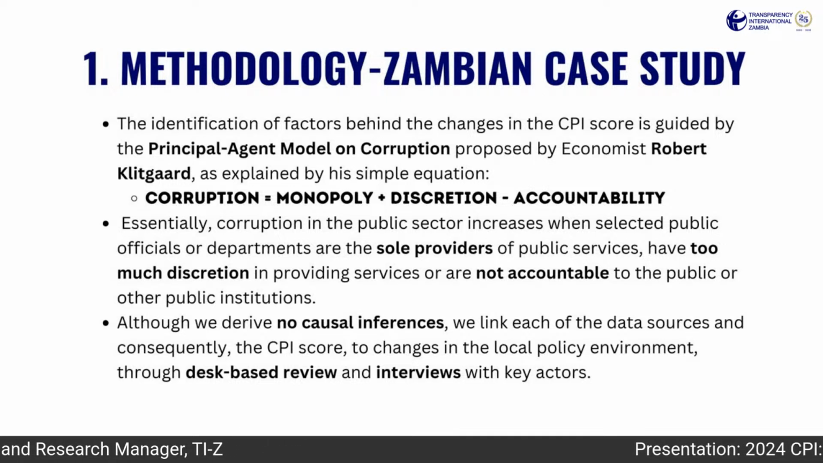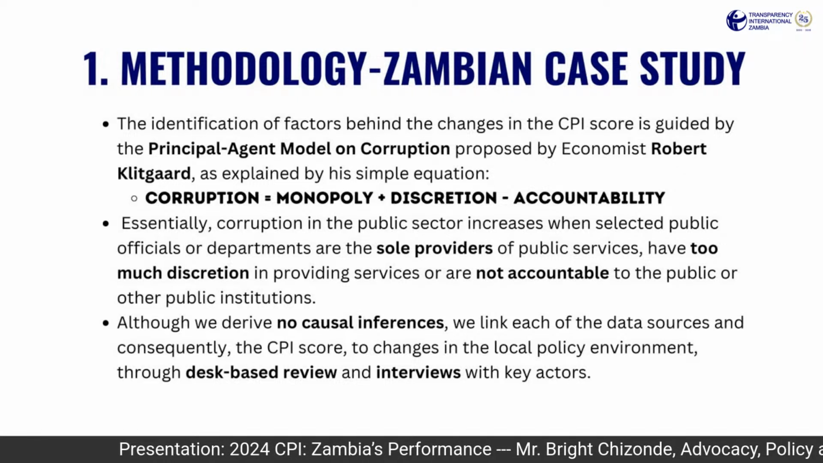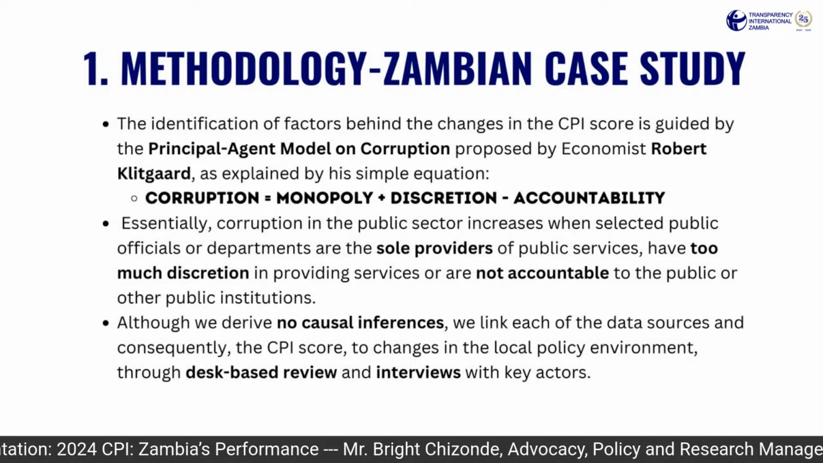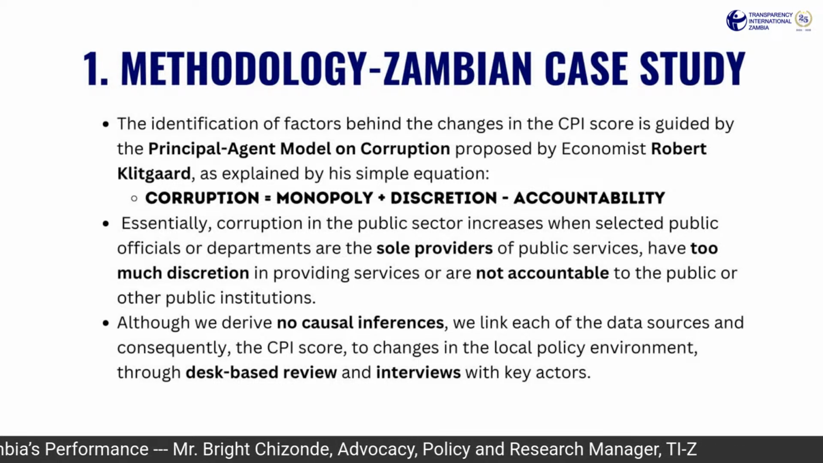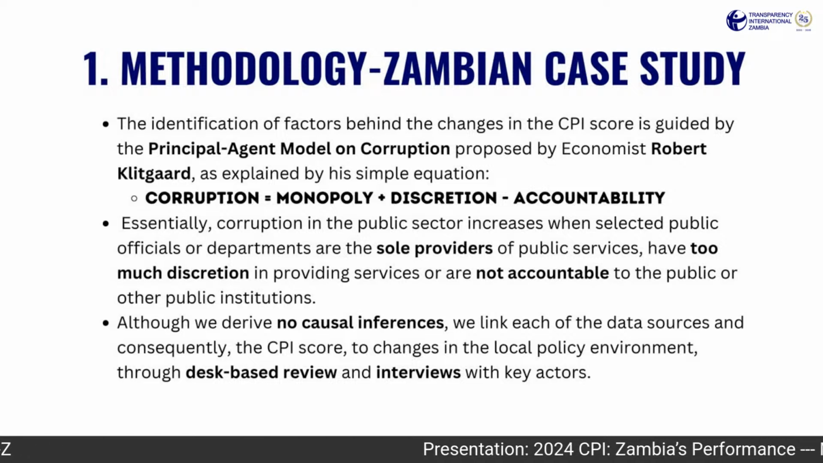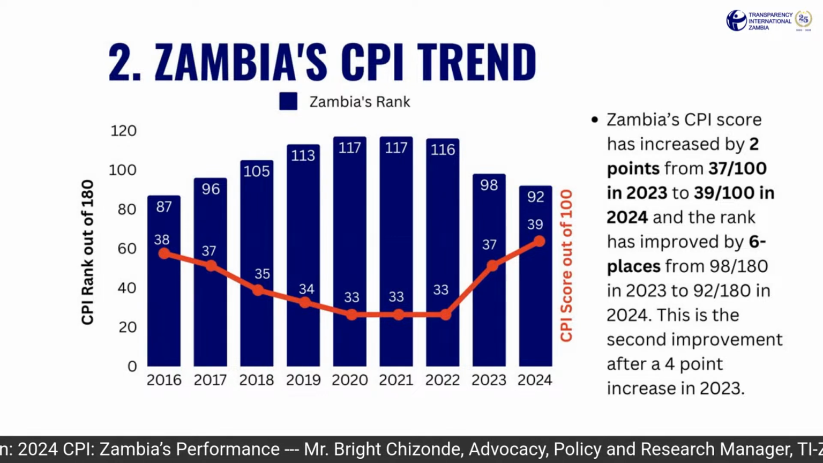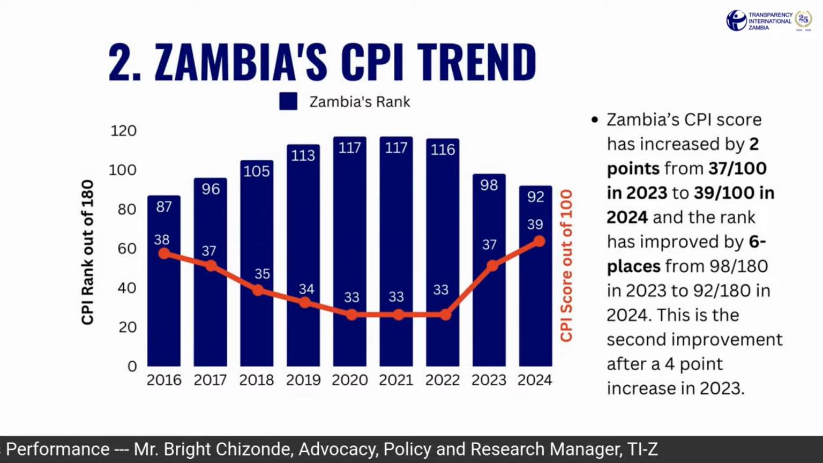Although we derive no causal inferences, that is, we're not saying this is exactly what caused the change in the CPI, we are able to link each of the data sources and consequently the CPI score itself to changes in the local policy environment through desk review and some interviews that we conduct with key actors. Now to the results. That was just background. Zambia's CPI score has increased by 2 points from 37 out of 100 in 2023 to 39 out of 100 in 2024.